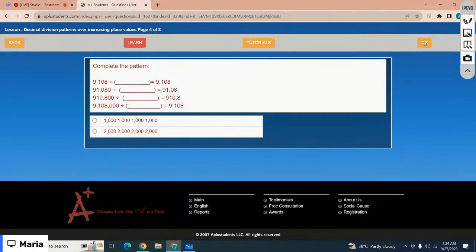Okay, 9108. Which option is the correct one? Just look at the question carefully. The correct option is they all are divided by 1000, right? Option number 1 is the correct option.